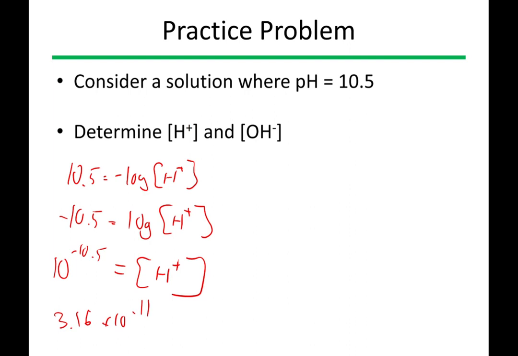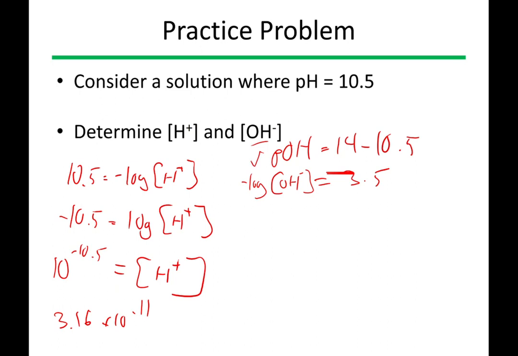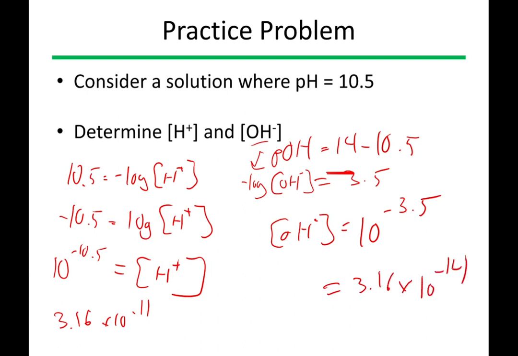To calculate the concentration of OH minus, we can do the pOH equals 14 minus the pH. So that will be equal to 3.5. And so if we want to solve this, remember the pOH is equal to the negative log of the concentration. So we'd get the concentration of OH minus is equal to 10 to the negative 3.5. And that's going to be equal to 3.16 times 10 to the negative 14th.